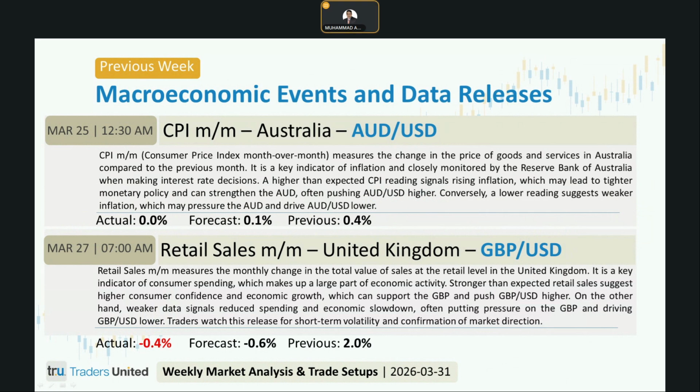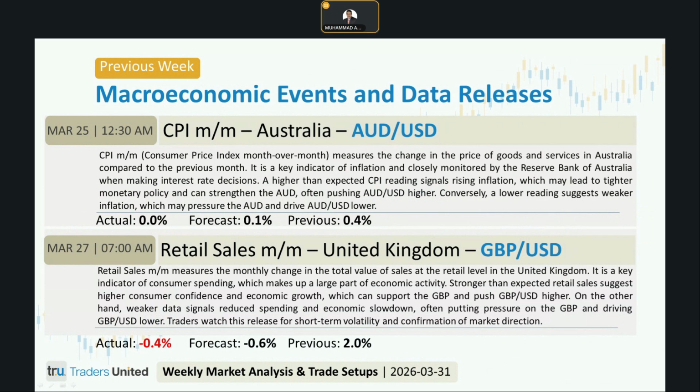Okay, the first one is the CPI M over M month over month related to Australia. So what is CPI month over month? CPI, also known as Consumer Price Index, M over M stands for month over month, measures the change in the price of goods and services in Australia compared with the previous month. It is a key inflation indicator closely watched by the Reserve Bank of Australia when making interest rate decisions.